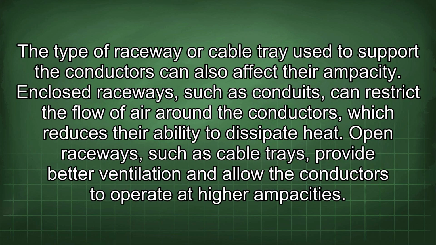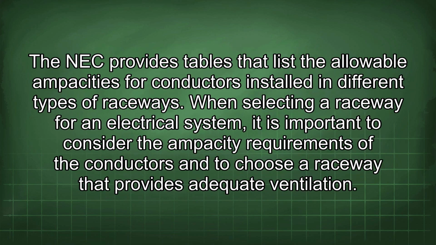The type of raceway or cable tray used to support the conductors can also affect their ampacity. Enclosed raceways, such as conduits, can restrict the flow of air around the conductors, which reduces their ability to dissipate heat. Open raceways, such as cable trays, provide better ventilation and allow the conductors to operate at higher ampacities. The NEC provides tables that list the allowable ampacities for conductors installed in different types of raceways. When selecting a raceway for an electrical system, it is important to consider the ampacity requirements of the conductors and to choose a raceway that provides adequate ventilation.